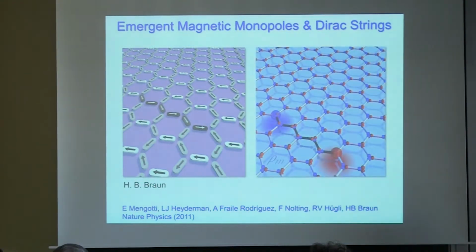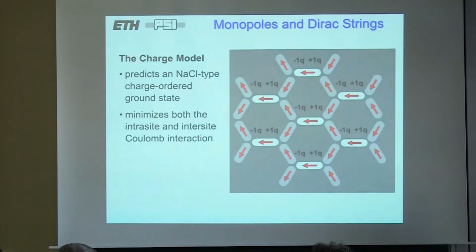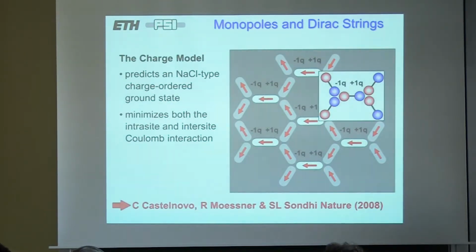And if one takes a closer look, one finds that there are actually charges at each end of the strings, one positive and one negative charge, something that we refer to as a monopole-anti-monopole pair. Let me show you in detail how this works. So here is my array with all moments pointing towards the left. I take motivation from a paper by Castelnovo, Moessner, and Sondhi back in 2008. The idea was to take a dipole and stretch it into a charged dumbbell.